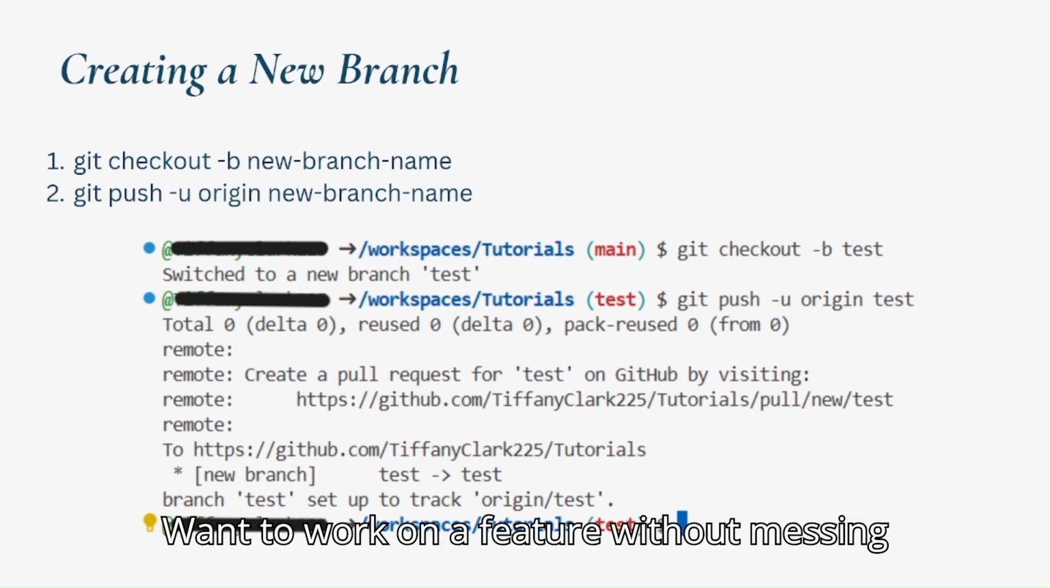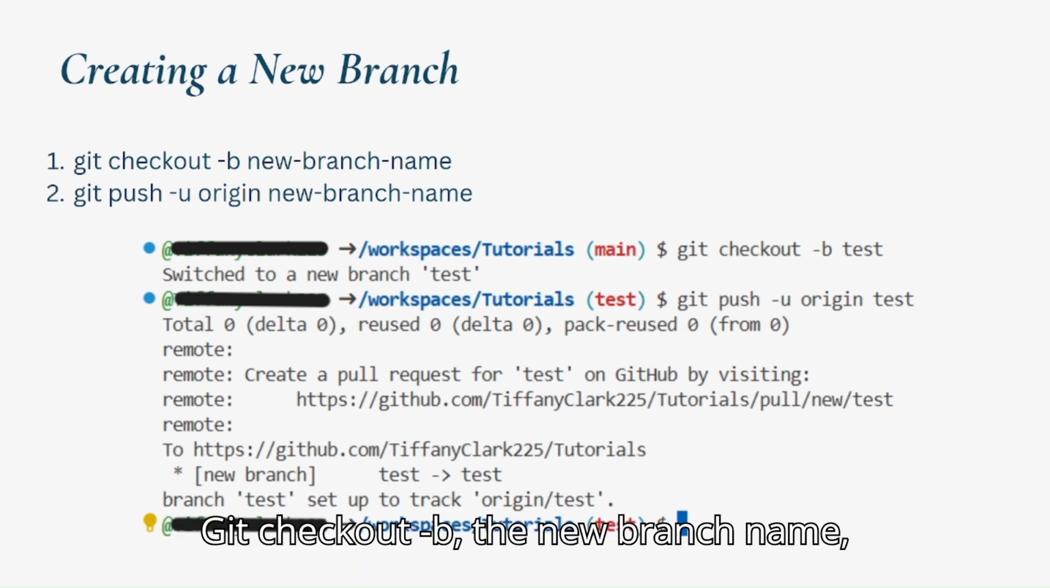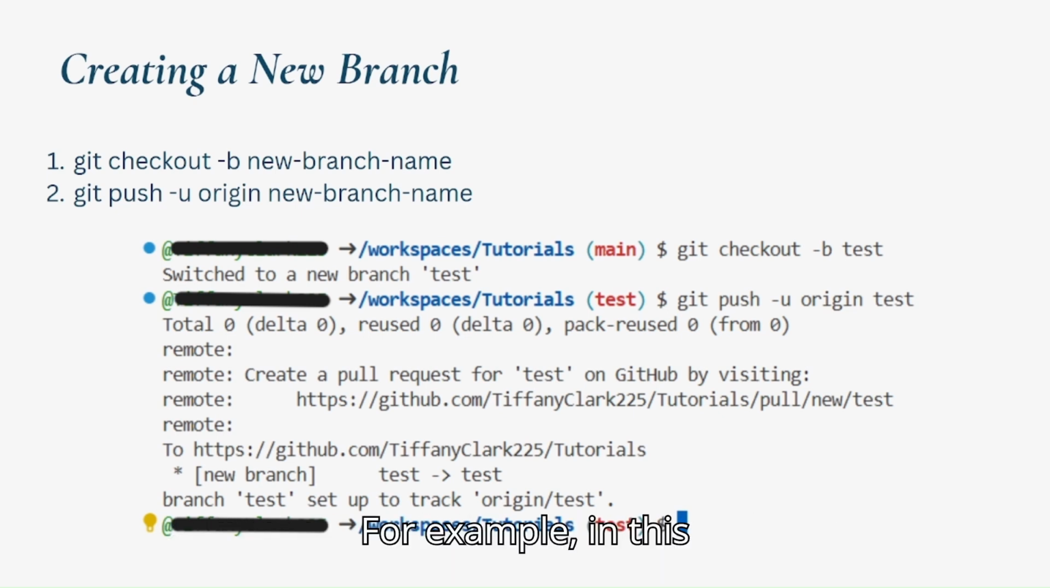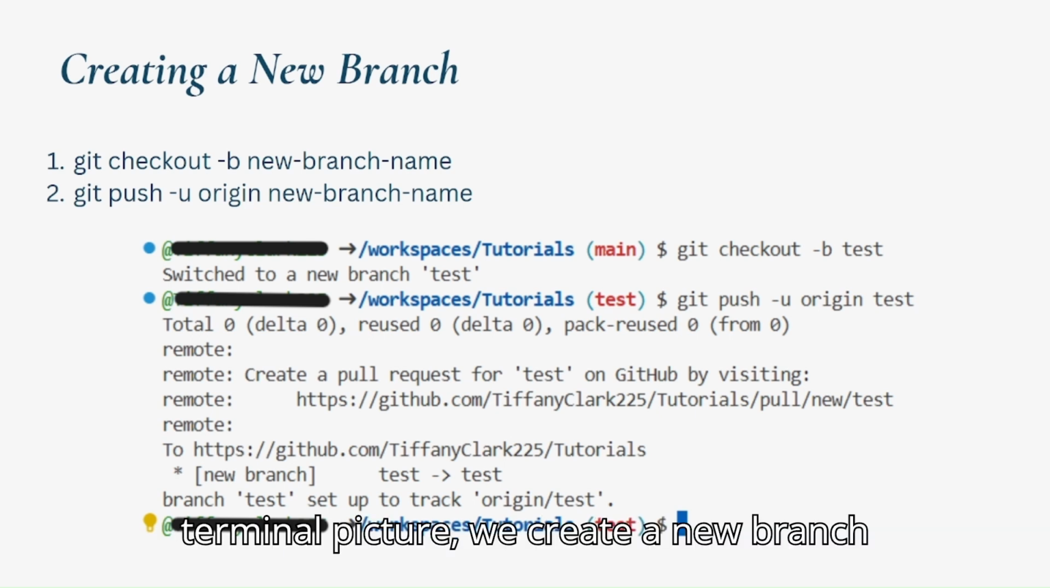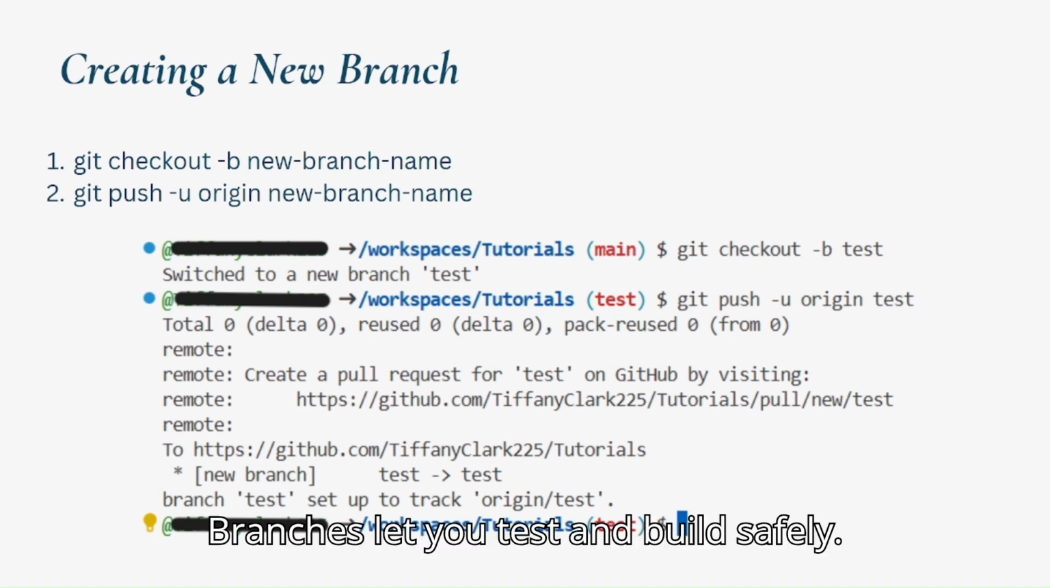Want to work on a feature without messing up the main code? Use branches. Git checkout -b, the new branch name, creates and switches you to a new branch. For example, in this terminal picture, we created a new branch called test. Then you push it to GitHub with git push -u origin the branch name. Branches let you test and build safely.